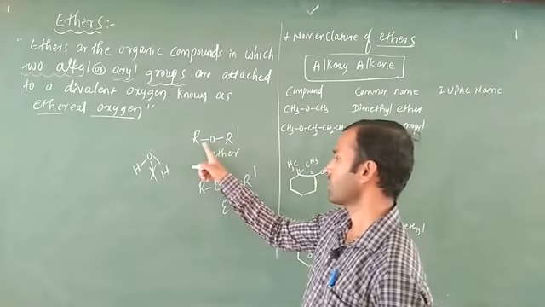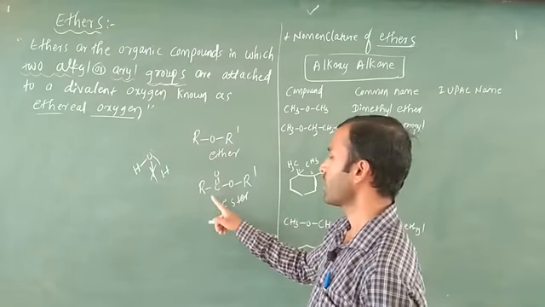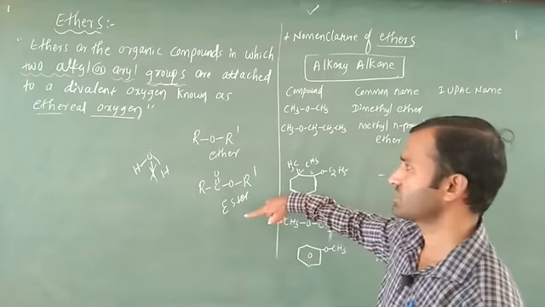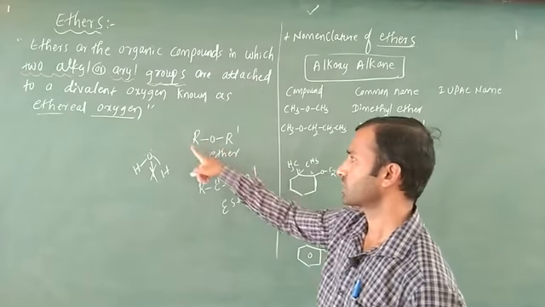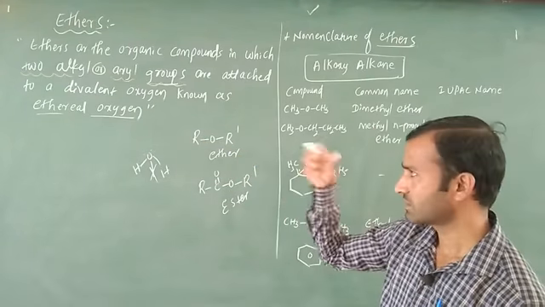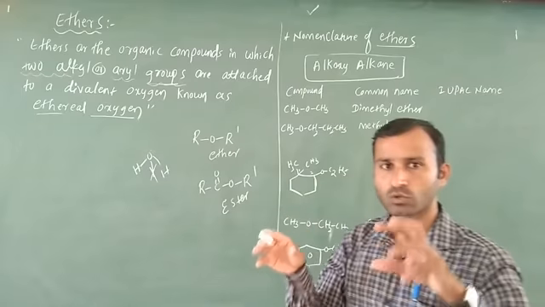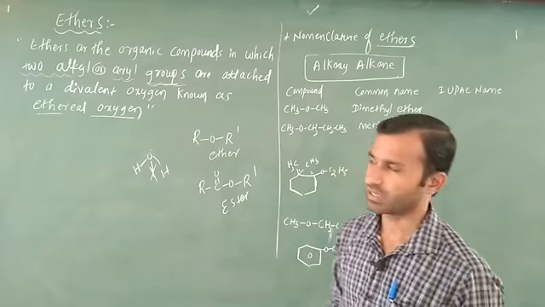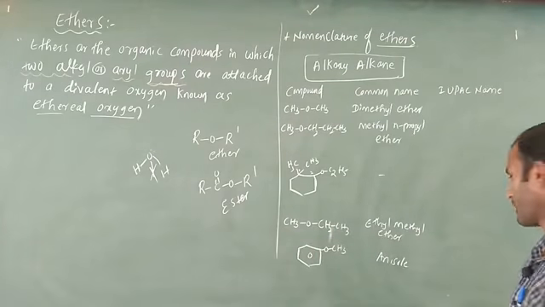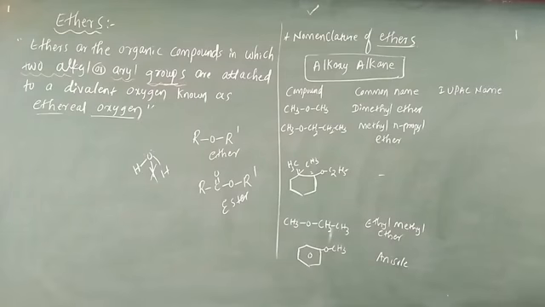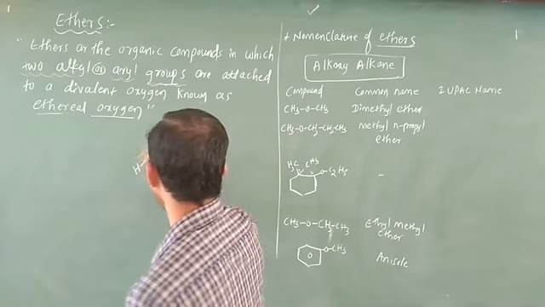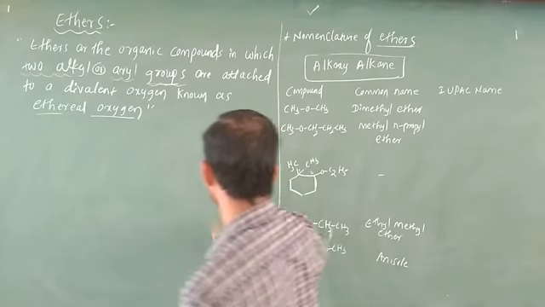R-O-R dash indicates ether. R-C double bond O-R dash is ester. Ether is different, ester is different. Totally, this is an organic compound containing ethereal oxygen, and it may have two alkyl groups or two aryl groups. Aryl means benzene ring. In ethers, the important part is IUPAC nomenclature, and one more important part is mixed ethers. What are mixed ethers?